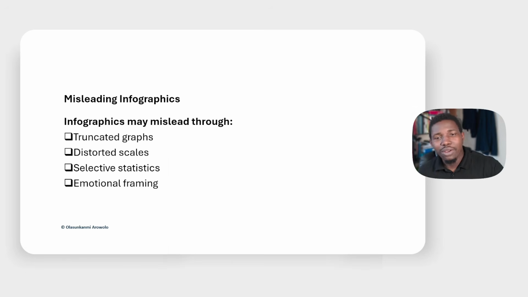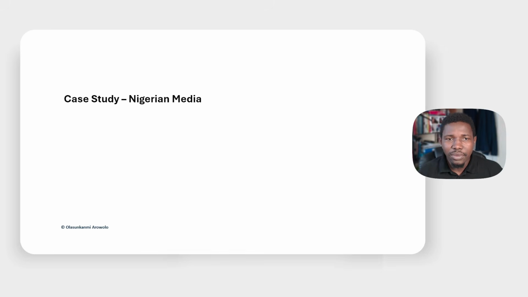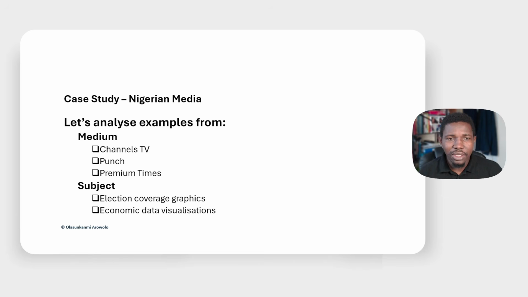So now we have emotional framing of things. Your use of words or colors can also influence what you communicate and how people understand it. Visual manipulation can influence public opinion in a very subtle way. All right, taking this further, we have a case study in Nigerian media, which I'm going to present shortly. I will be considering two of the listed three channels, and we'll look at election coverage.